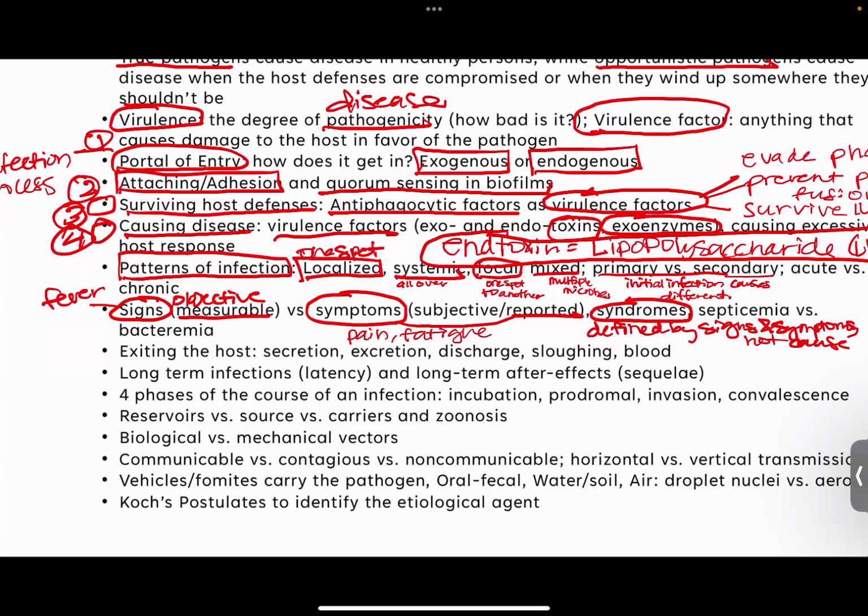Then we have septicemia versus bacteremia, which trips a lot of people up as well. Did you have to have bacteremia in order to have bacterial septicemia? Yes. But with bacteremia, you shouldn't have any bacteria in your bloodstream at all, period. Your bloodstream is a sterile, closed environment. So there should be no microbes in it at all.